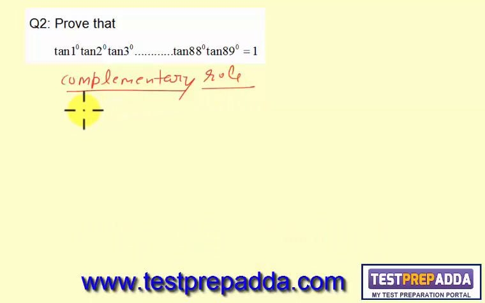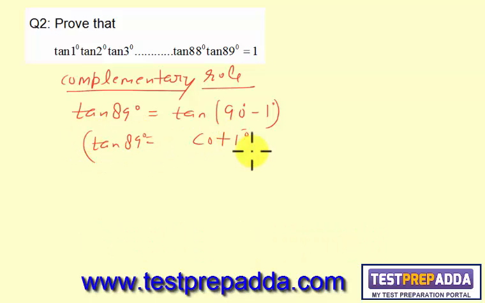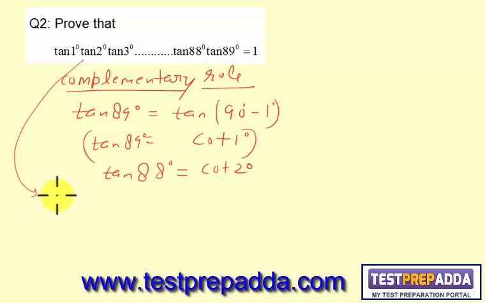Complementary rule, because tan 89 degree can be written as tan 90 minus 1. Tan 90 minus theta becomes cot. Tan is converted into cot. And this is in the first quadrant, so tan will remain positive, so cot 1 degree. So tan 89 degrees is actually cot 1 degree. Similarly, tan 88 degree will be what? Cot 2 degree.